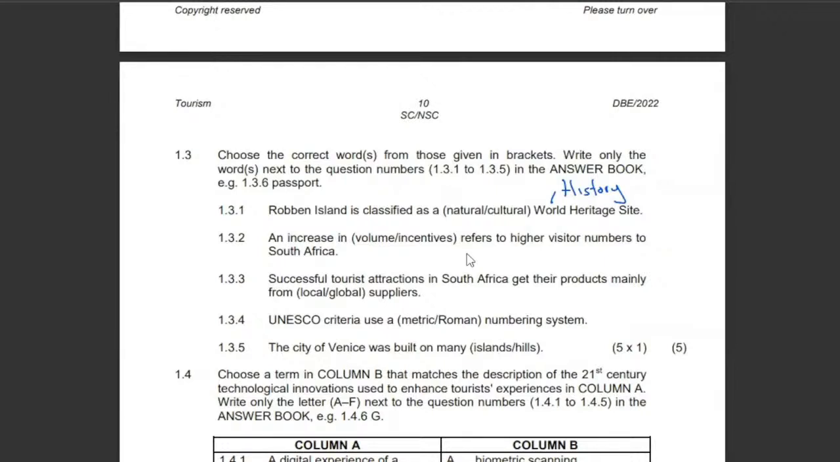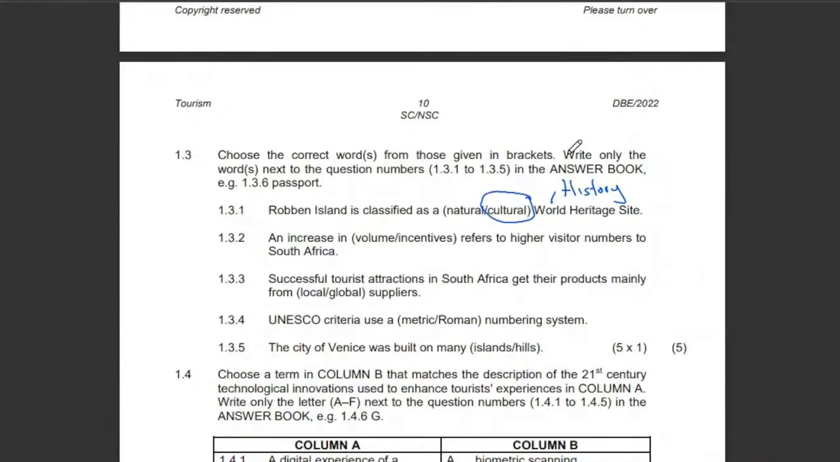So the fact that it is of historical significance, we are going to take the cultural aspect. It is classified as a cultural World Heritage Site.